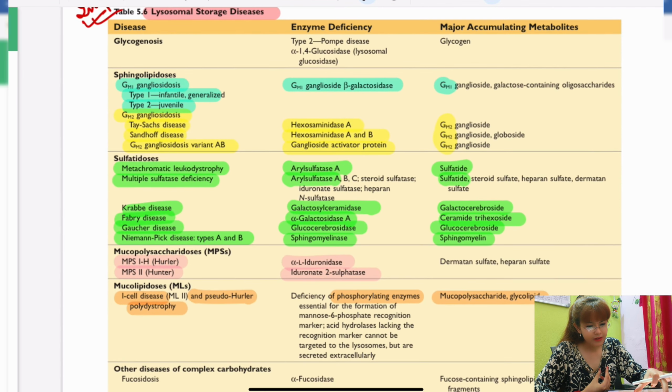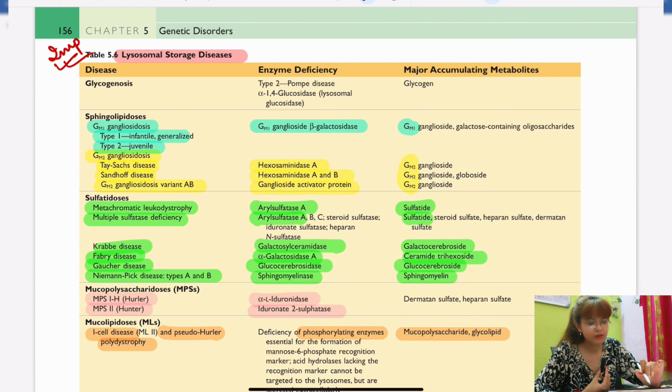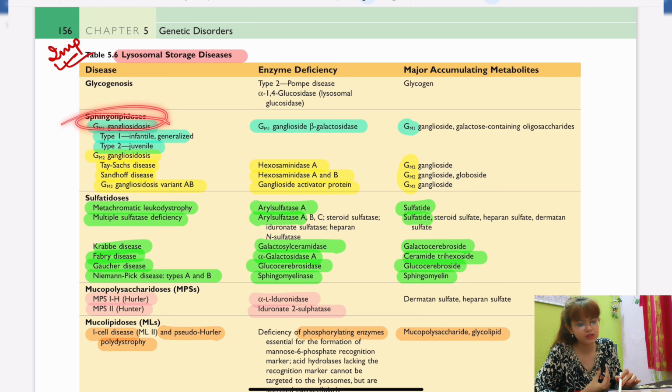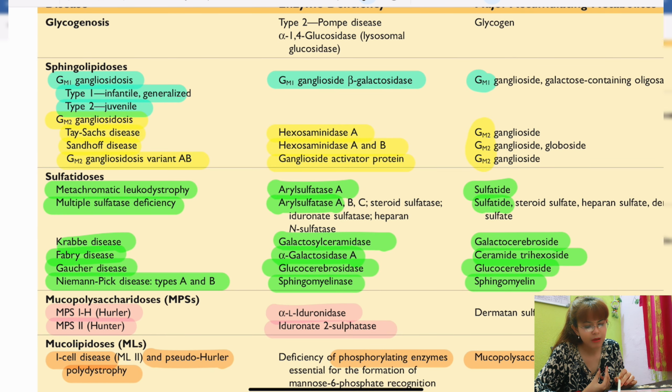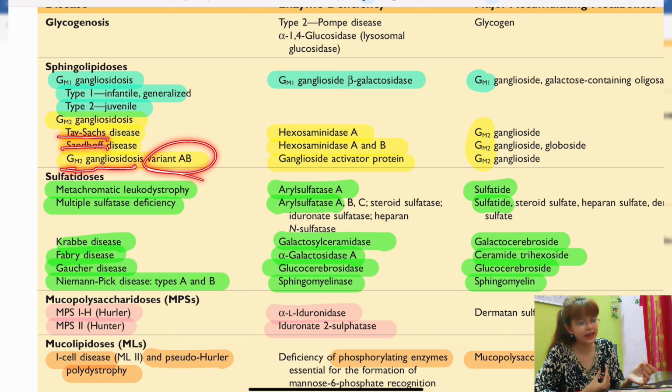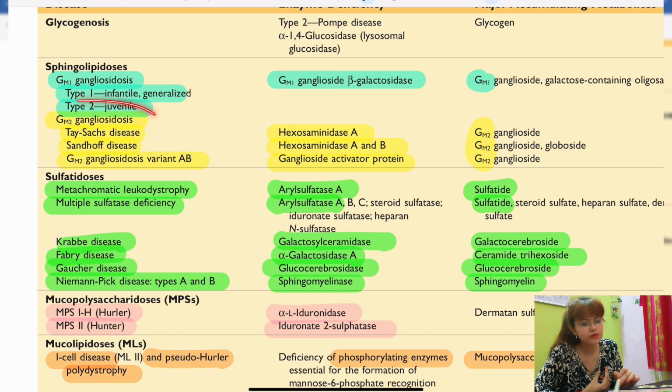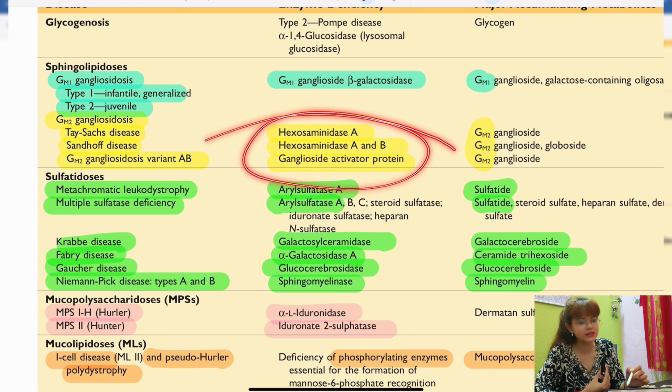So this again is a very very important chart. All the enzyme deficiencies and the metabolites which are accumulated are mentioned here. If you talk about the sphingolipidosis, in GM1 gangliosidosis there are two types. Type 1 is the infantile, type 2 is the juvenile. This is the enzyme which is deficient, and GM1 is accumulated. Remember, these three are the GM2 gangliosidosis: Tay-Sachs, Sandhoff's, and GM2 gangliosidosis variant AB. In all of these the GM2 ganglioside is getting accumulated, and the enzymes involved are these.